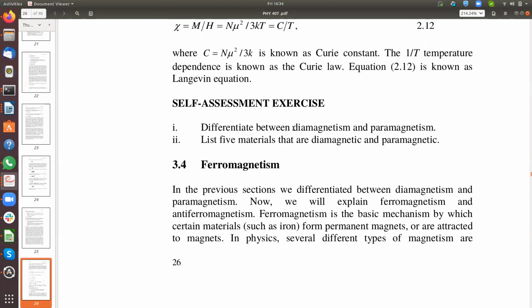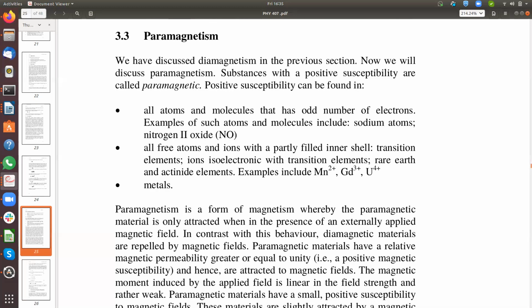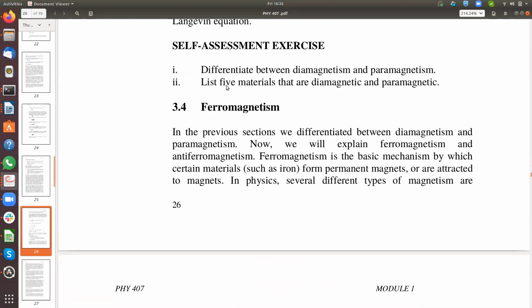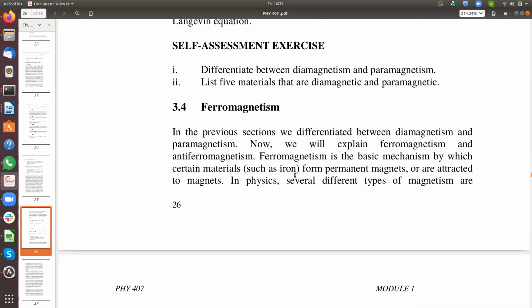Now, the self-assessment exercises are: differentiate between diamagnetism and paramagnetism. I've discussed this extensively and explained it, even giving some examples. They also say list 5 materials that are diamagnetic and paramagnetic. We have many of them listed here. You can see them: magnesium 2 plus, gadolinium 3 plus, uranium 4 plus, nitrogen oxide. So if you go through them, you will be able to extract that information and answer the self-assessment questions here. Now, any question? Any question?